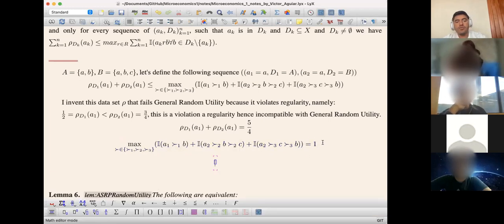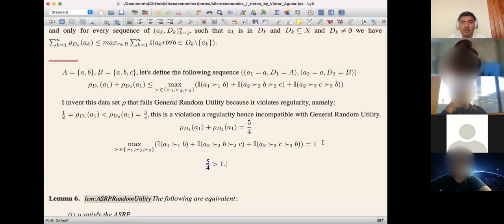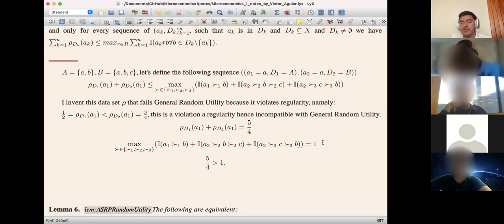Now, this has to be above. However, I have here that 5/4 is above, in fact, strictly 1. So this creates a violation of this inequality, okay? So this data set is not random utility, right? We have here one verification of this, okay?